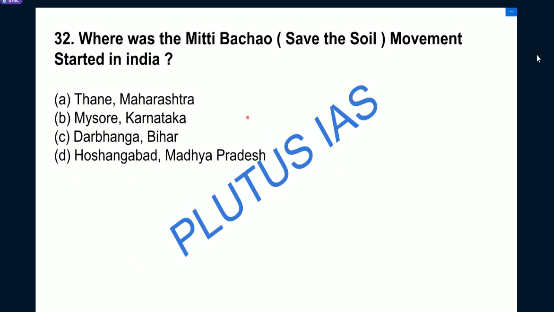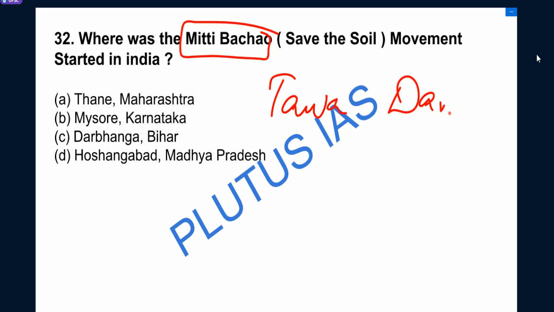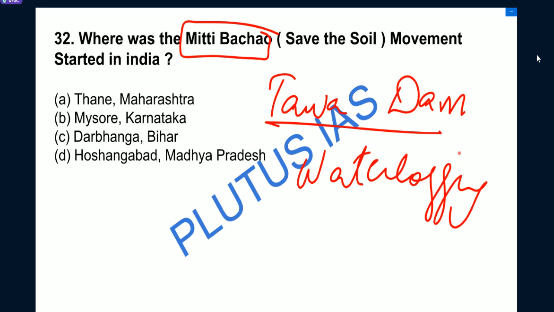Okay, then next question. Where was the Mitti Bachao Save the Soil movement started in India? Okay, this Mitti Bachao movement was against the Tawa Dam. This dam was at the center of the campaign against water logging that was going to happen from irrigation canals of the dam. So this dam is situated in Madhya Pradesh, and this abhiyan was in Hoshangabad, Madhya Pradesh.